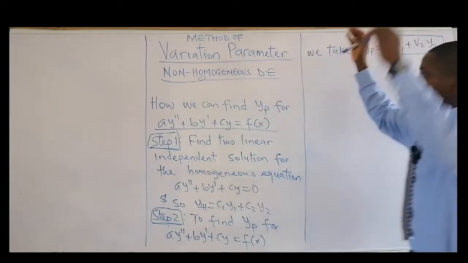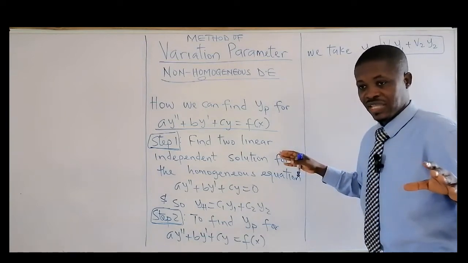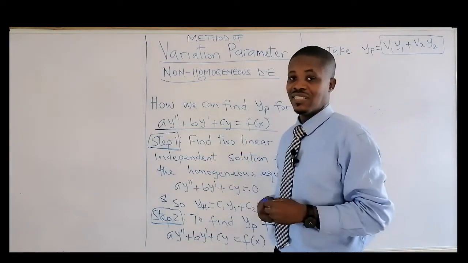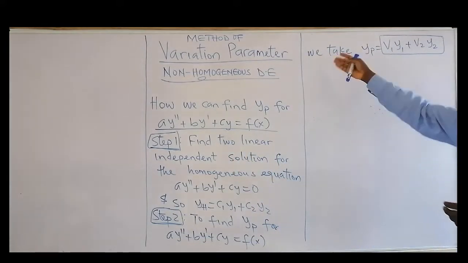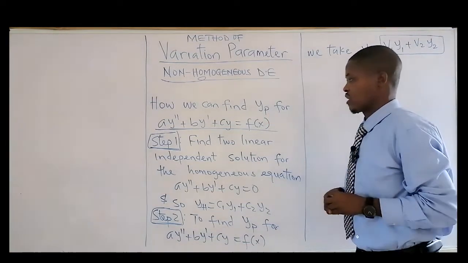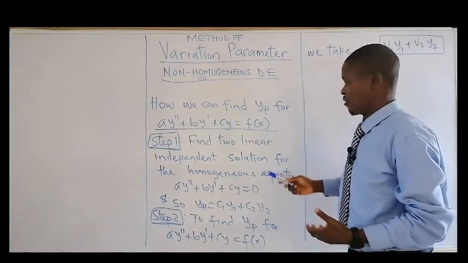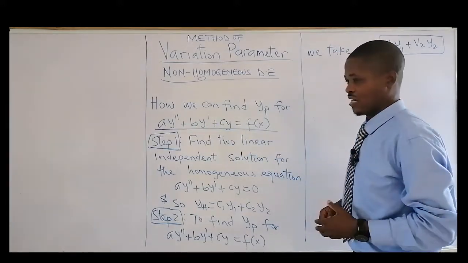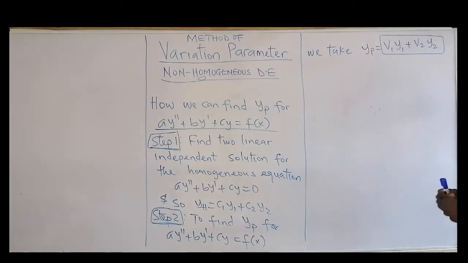But this method, variation of parameters, works for any function, and I would even say it's faster than undetermined coefficients. But we must learn all these methods. This is another method to find the particular solution of non-homogeneous differential equations. How can we find yp of the second order non-homogeneous differential equation? You can see this is a second order ordinary differential equation equal to f of x. So how do we find the yp?